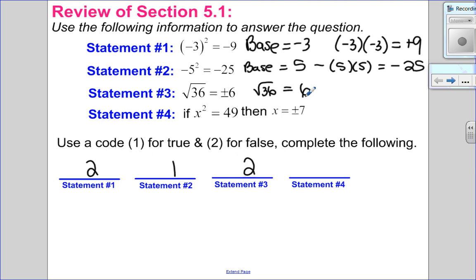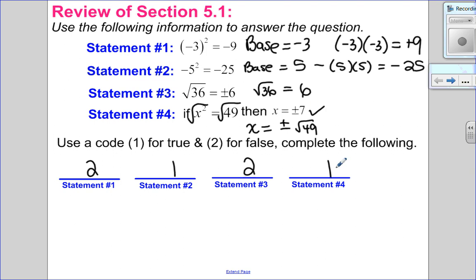Now this one could be confusing because in statement number 4, when we have x squared equals 49, I am taking the square root. So I take the square root of both sides. And I've told you, when you take the square root, you have to remember it's positive and negative. So x equals plus or minus the square root of 49, which is 7. So this one is true.